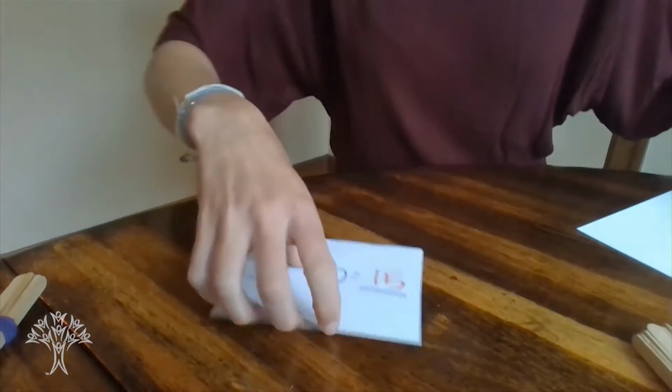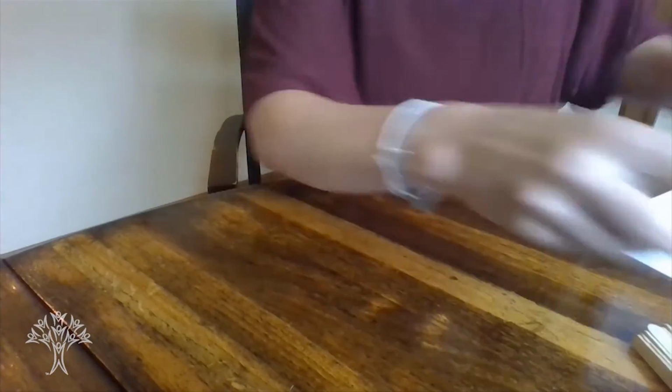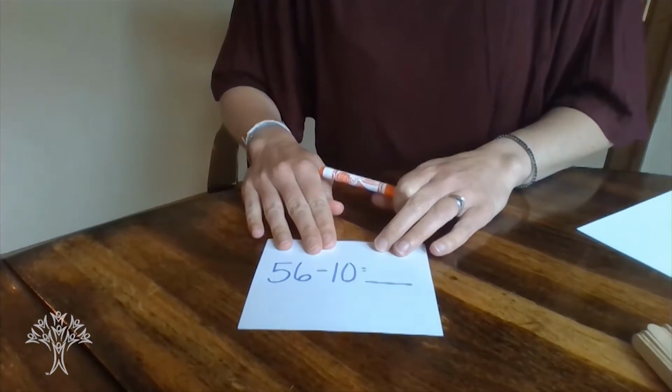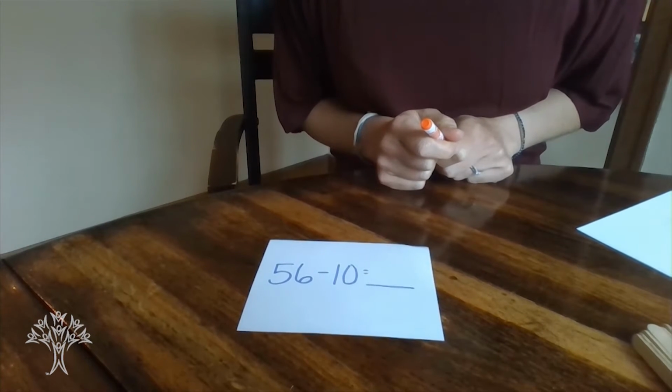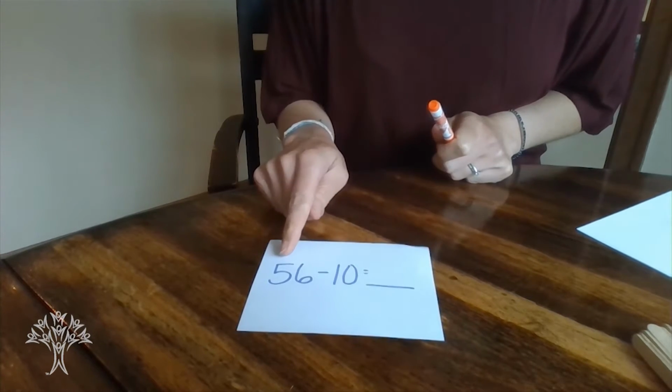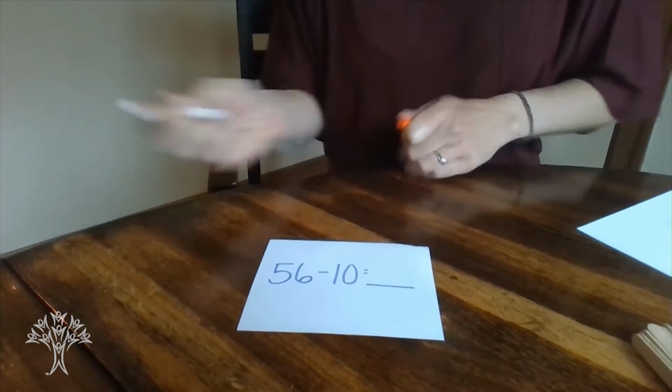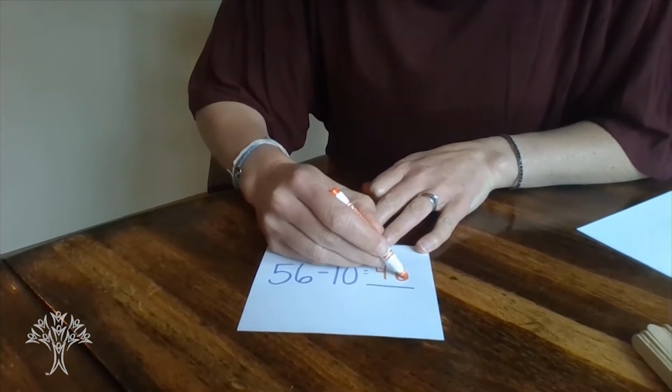All right, are you ready to try one of these without the model? So let's picture this in your mind. If I have 56 minus 10, you're taking that 10 away. You're right, you have 46.